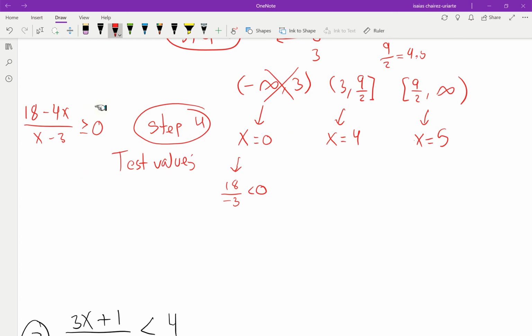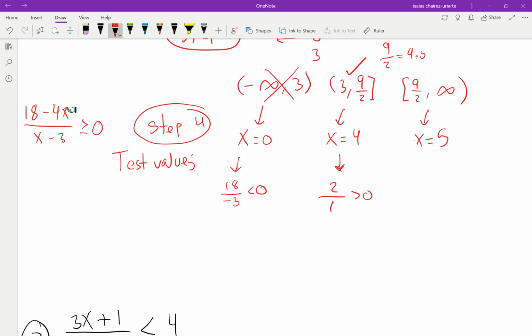Let me think about the other x value that I chose from this other interval, 4. If my x is equal to 4 and I plug it into my inequality, I'm going to have 18 minus 16, that's 2, over 4 minus 3. 4 minus 3 is 1, and that is definitely bigger than 0, so this interval satisfies my inequality.